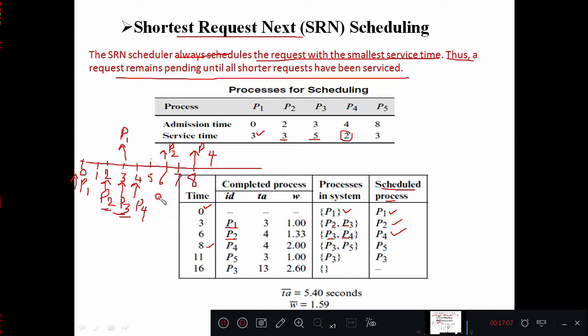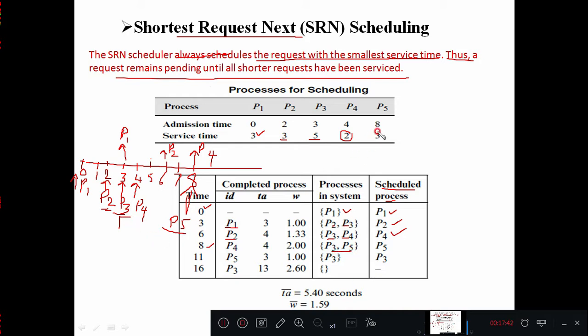So now, P5 is entering at 8, right? So now at 8th second, P4 is finishing its execution, and how many processes are there in the system? There are again two, P3 and P5. Even though P3 has entered at 3, it is not serviced yet because its service time is more compared to the other processes, right? So P4 gets finished at 8, right? So then there are two processes in the system, P3 and P5, right?